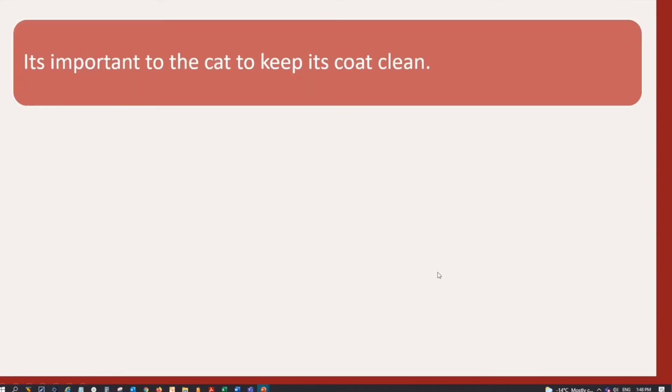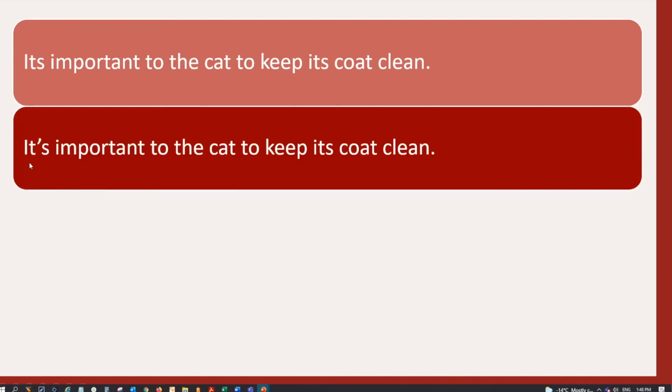Okay, it's important to the cat to keep its coat clean. It's important to the cat to keep its coat clean. Okay, it's meaning it is important to the cat to keep its coat clean. So it's here is working as that possessive if we remember. And it's as a possessive doesn't have the apostrophe. And then here, it is meaning it is. Now, again, if this were a medical transcription, we would write out it is, but I just wanted to use this as an example.